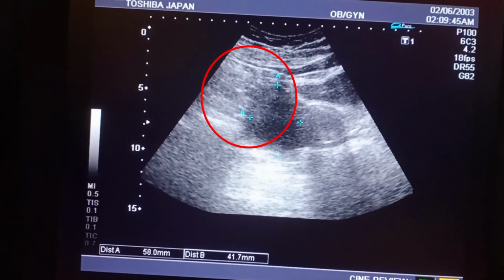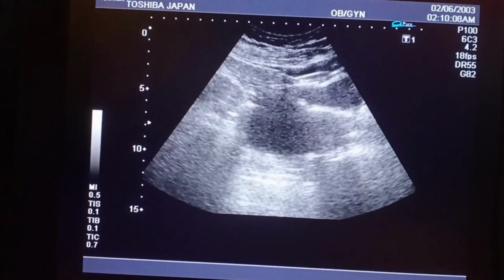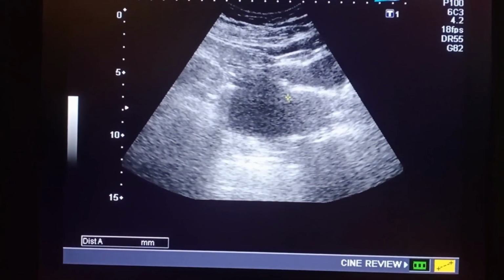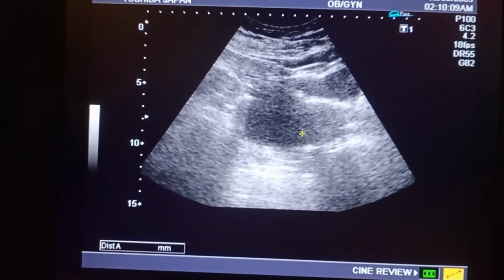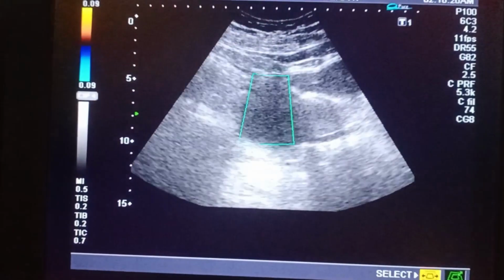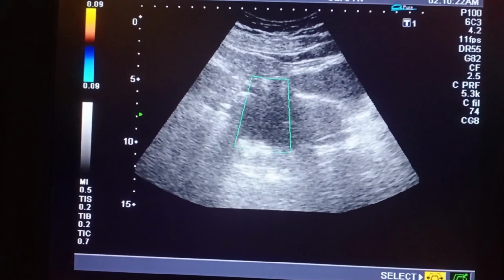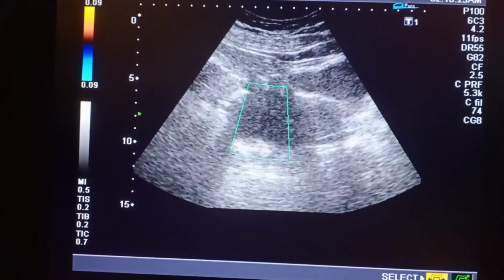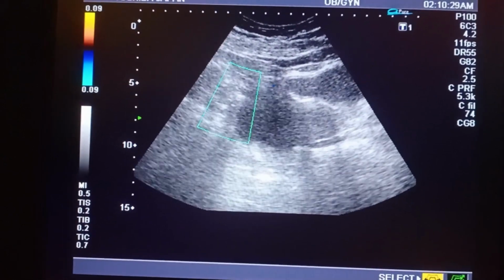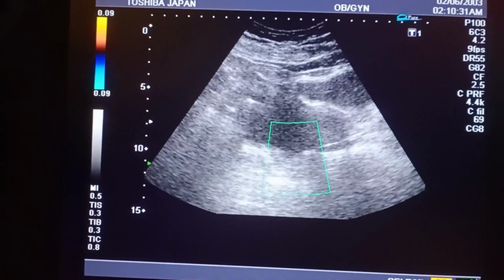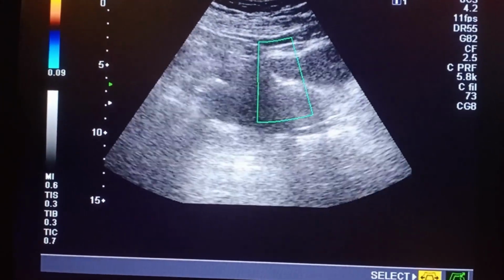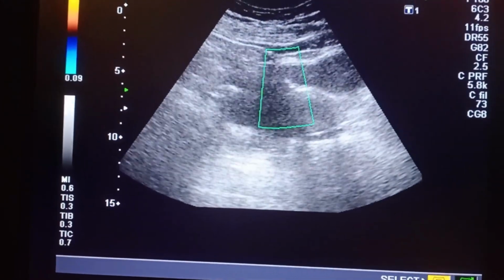So you can appreciate this thick walled right ovarian cyst. The cursor shows the boundary of the cyst. It is somehow ill-defined. On the power ultrasound, you can see there is no blood flow. So this is a sign that usually shows the benign nature of the ovarian cyst.